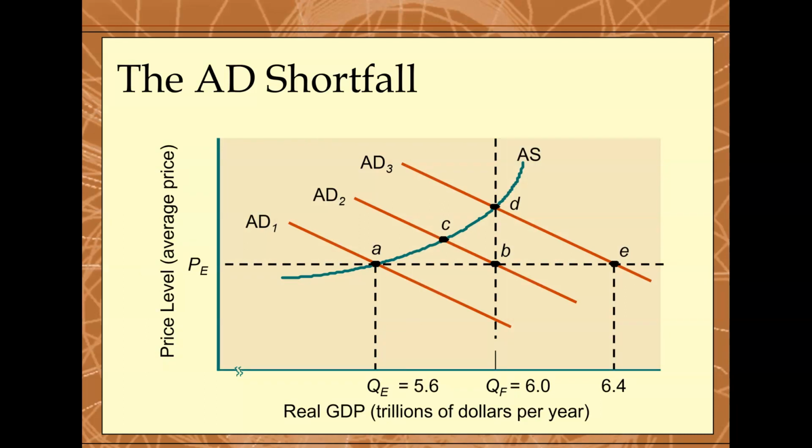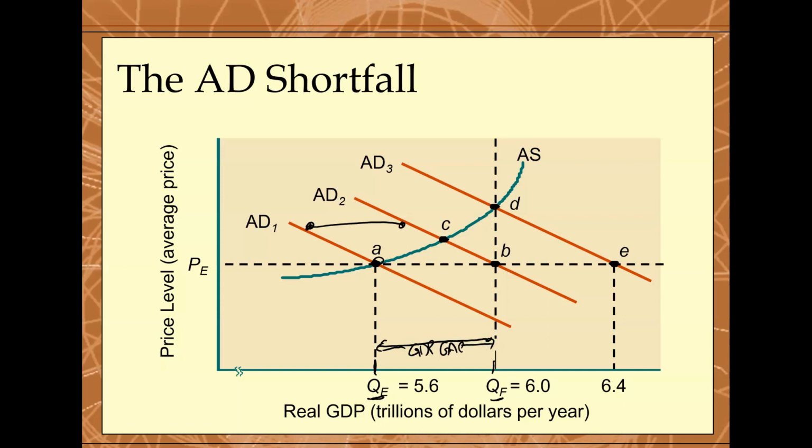So let's look at this. What we see here is this is where we are, point A, and this is the level of output, QE. But QE is not enough output to put everyone to work. We need to produce QF. So if we shift the AD curve by the amount of the GDP gap, the GDP gap is this amount right here. If we shift it by that same amount, this amount is the same as this amount.